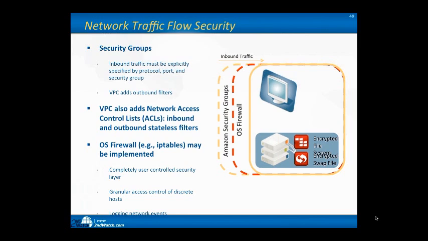This is just an overview of security within AWS. Security groups: inbound traffic must be explicitly specified by protocol, port, and source. When your environment is set up, basically traffic is denied until you proactively allow traffic in. Using VPC with AWS also adds outbound filters as well. So specific IP addresses and things like that that you will allow to be accessed from your virtual private cloud can be defined as well, and that's extremely important in controlling the inflow and outflow into your environment.